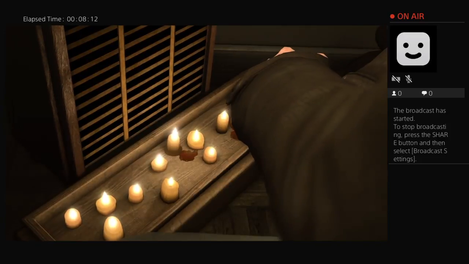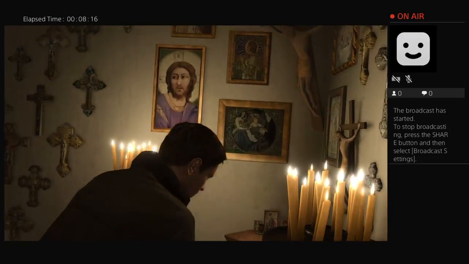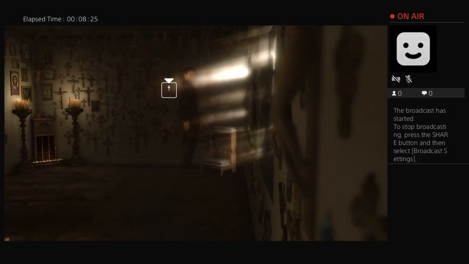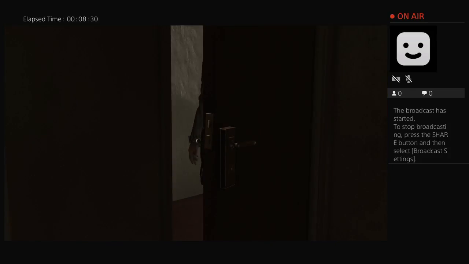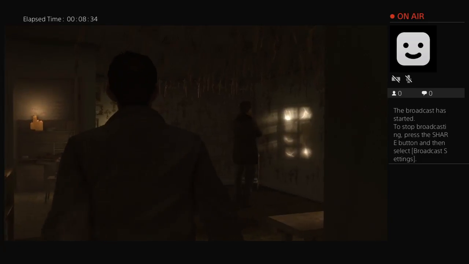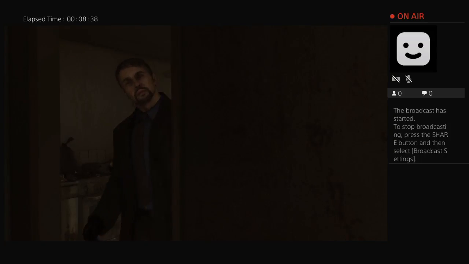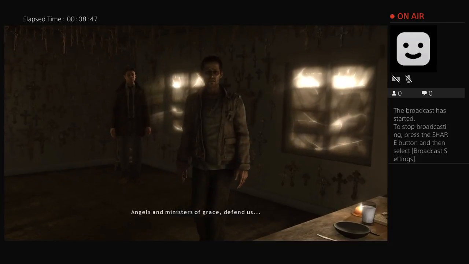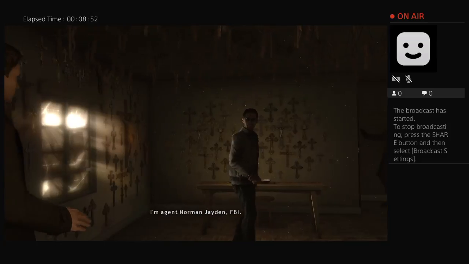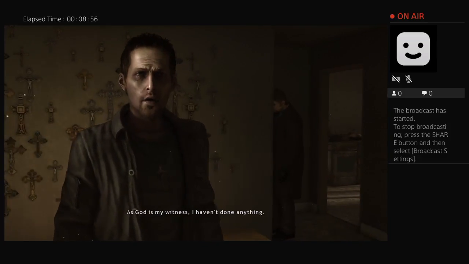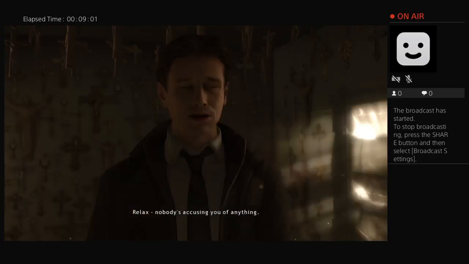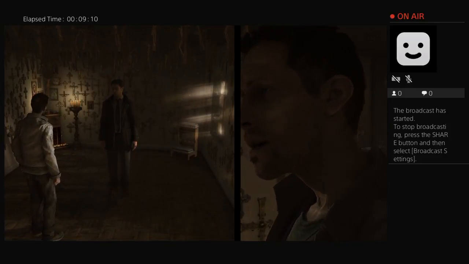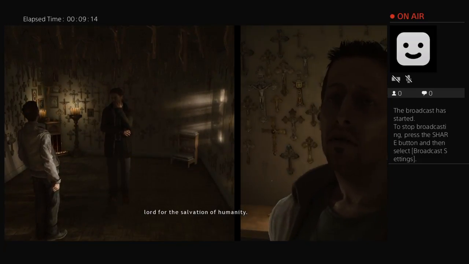Candles are still lit. He should be back soon. Good timing, Nathaniel. Just the man we're looking for. Angels and ministers of grace defend us. I'm Agent Norman Jaden, FBI. I'd like to ask you a few questions. As God is my witness, I haven't done anything. I'm innocent. Relax. Nobody's accusing you of anything. We just want to talk. Where do you work, Nathaniel? You have a job? My sole occupation is praying to the all-merciful Lord for the salvation of humanity.